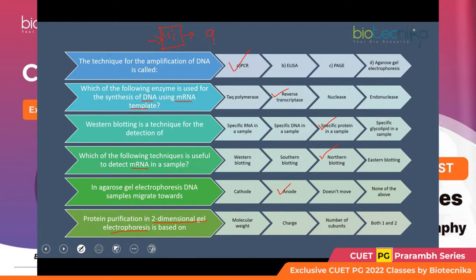Then we will rotate the gel by 90 degrees. And then we will let the separated proteins again separate on the basis of their size. We do not treat the protein with SDS. So in two-dimensional gel electrophoresis, how does the protein separation happen? It happens on the basis of molecular weight and charge both. First will be charge, next will be weight. So weight and charge both.